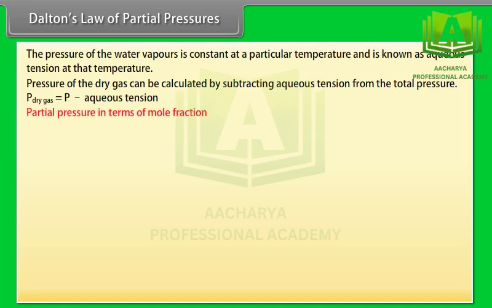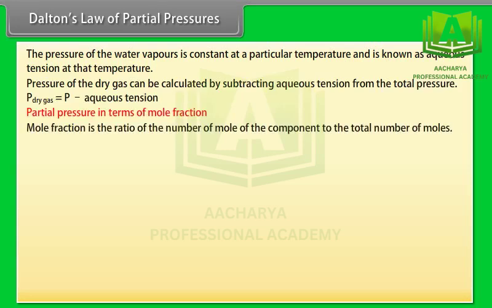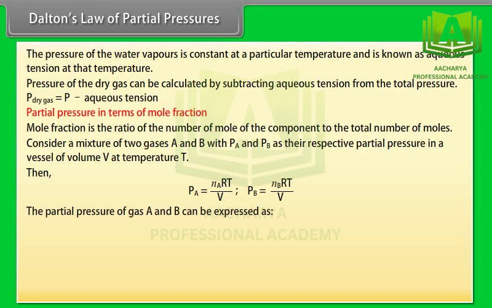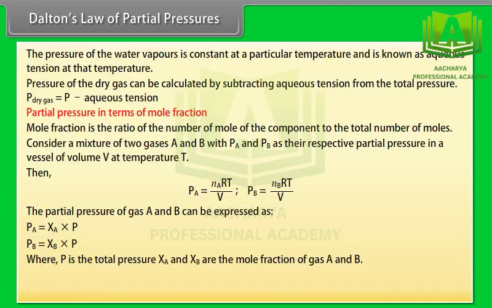Partial pressure in terms of mole fraction. Mole fraction is the ratio of the number of moles of the component to the total number of moles. Consider a mixture of two gases A and B with PA and PB as their respective partial pressures in a vessel of volume V at temperature T. Then, PA is equal to nA R T by V, and PB is equal to nB R T by V. The partial pressures of gas A and B can be expressed as PA is equal to XA into P, and PB is equal to XB into P, where P is the total pressure, and XA and XB are the mole fractions of gas A and B.